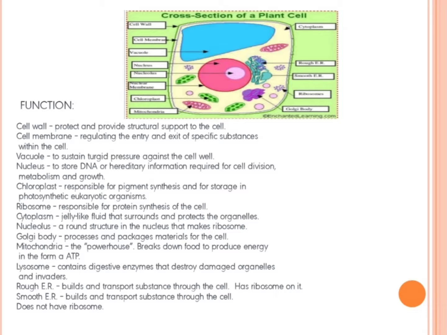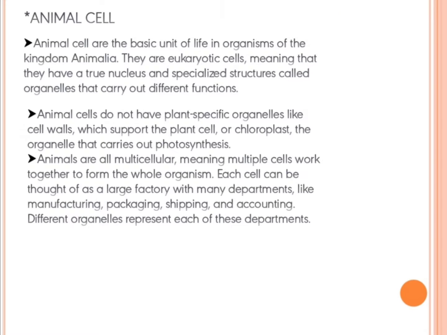Rough endoplasmic reticulum builds and transports substances through the cell, has ribosomes on it. Smooth endoplasmic reticulum builds and transports substances through the cell and does not have ribosomes. Animal cell. Animal cells are the basic unit of life in organisms of the kingdom Animalia.